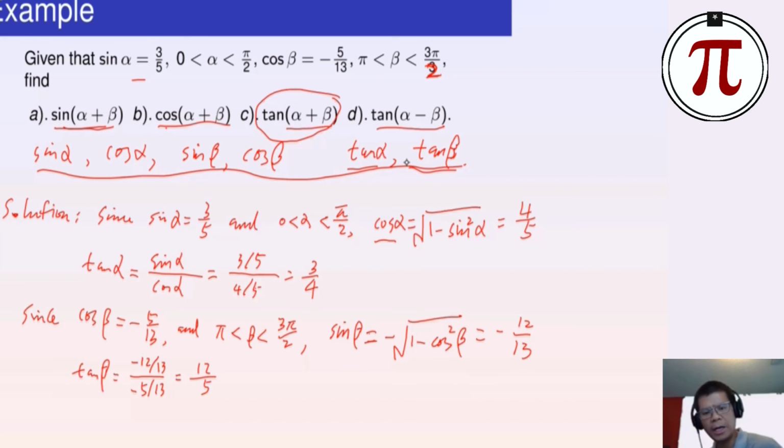Okay, so now we are ready. We have got all the sine, cosine, and tangent values of alpha and beta, respectively. So we have all the values needed. Then we can just move on to solve for parts A, B, C, and D. Go ahead and solve these four, please.